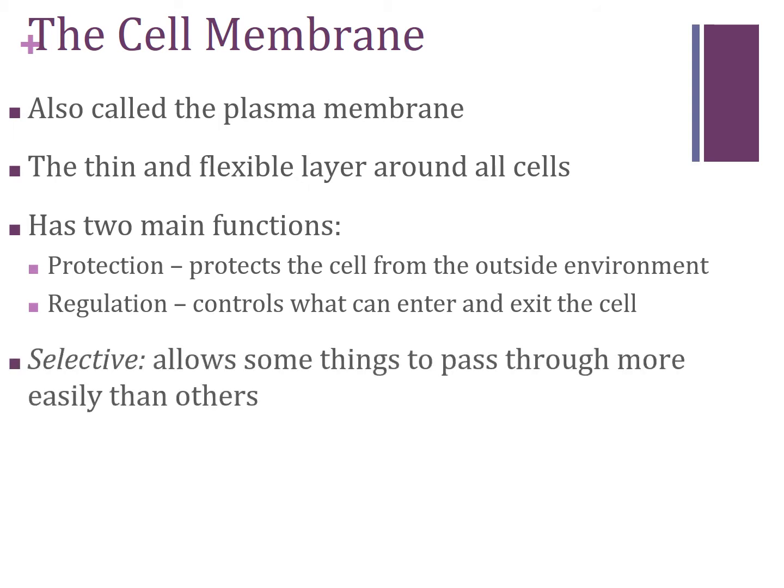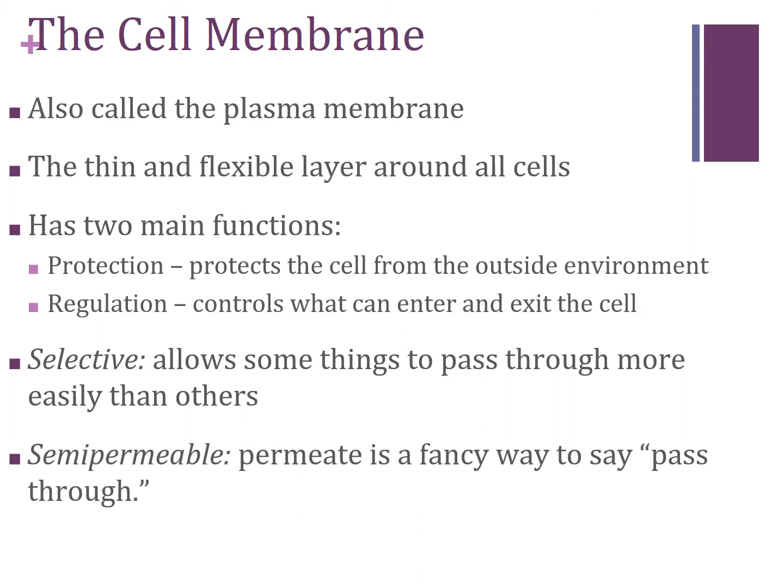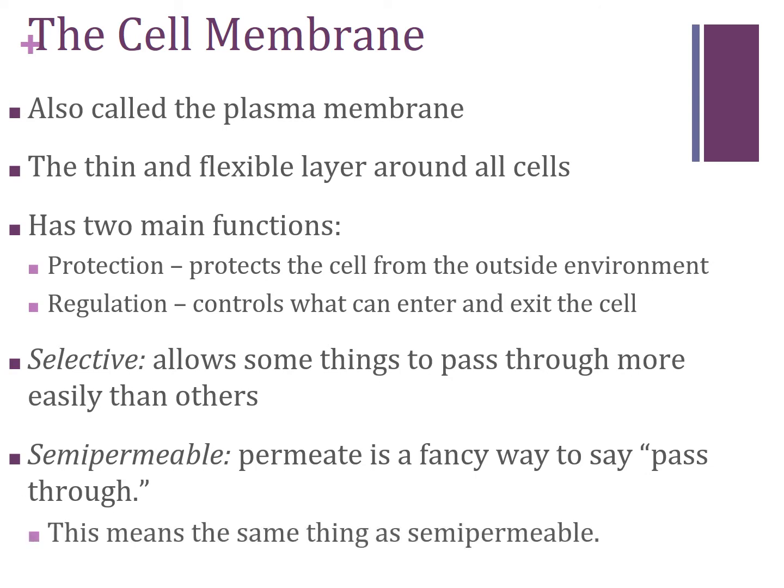The cell membrane is selective, so it allows some things to pass through more easily than it allows other things to pass through. It's also semi-permeable. Permeate is a fancy way to say pass through. So being semi-permeable means that some things can go through and some things cannot.